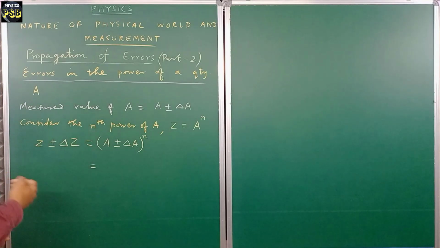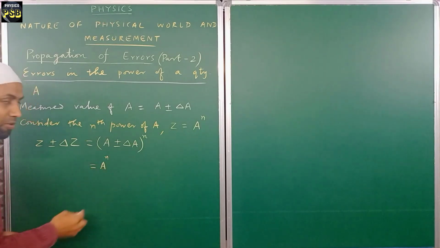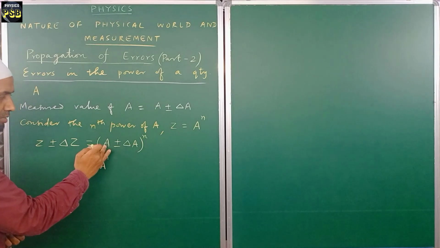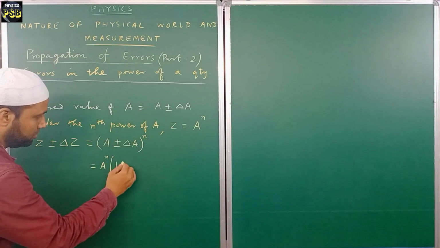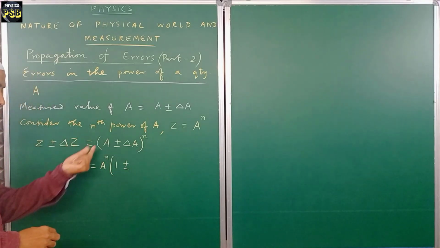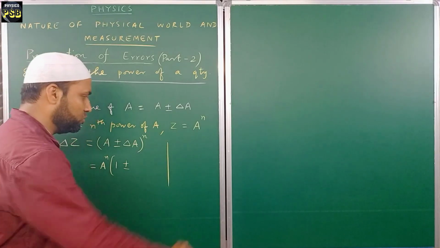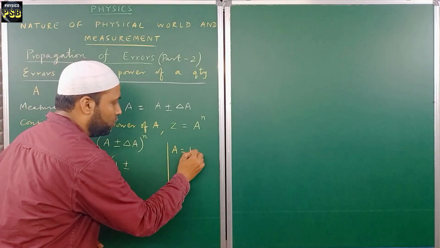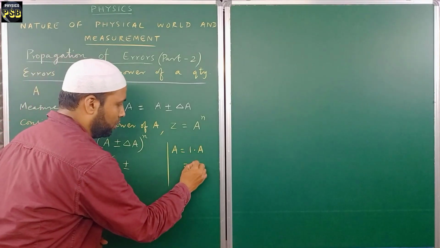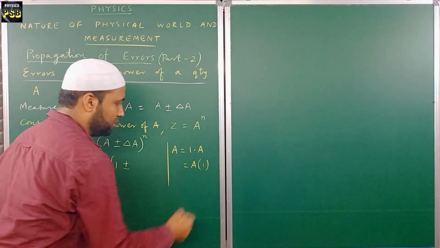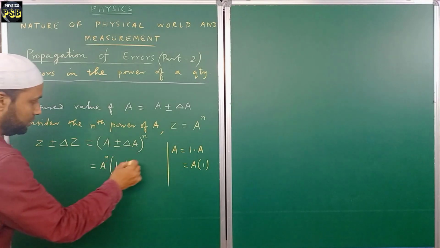Now I'll take A outside. When it is taken out, what comes out is nothing but A power n, because what is written here as A is actually A power n. So we get A power n times 1 plus or minus. Here A is taken out, and what remains is nothing but 1. How is it so? Here A can be written as 1 multiplied with the A. So when I take A out, what remains is nothing but 1. That is why I have 1 here. Clear?